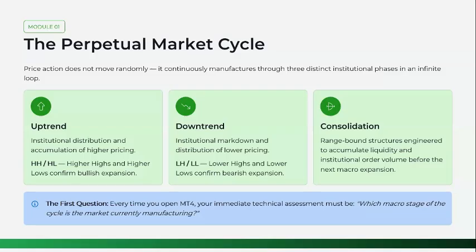Downtrend, you have institutional marking down and distributing. Institutional distribution and accumulation of higher pricing. That is what we refer to as uptrends or bullish market structure.